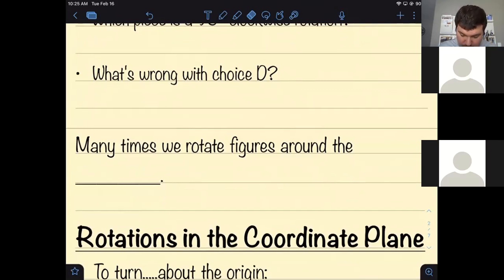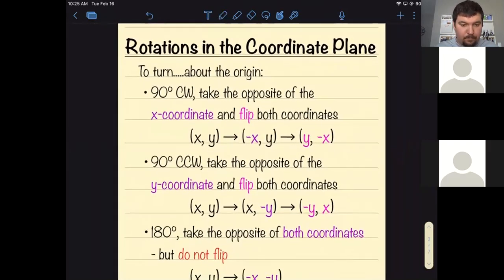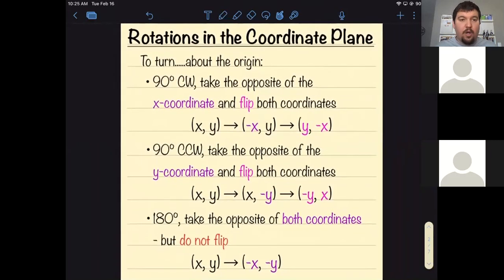Many times we rotate figures around the origin. That's going to be our point of rotation. So if you are rotating around the origin, here's your cheat sheet, like we have for all of the different transformations so far. To turn blank, blank, blank around the origin, so let's say it's 90 degrees clockwise, there's two parts you have to do. Okay, the first thing you do is you take the opposite of the x coordinate, and then you have to flip the coordinates. So you do negative x, and then you flip it so that it's y comma negative x. So whatever the y coordinate was becomes the x coordinate. Whatever the x coordinate was, make it negative, and then it becomes the y coordinate.